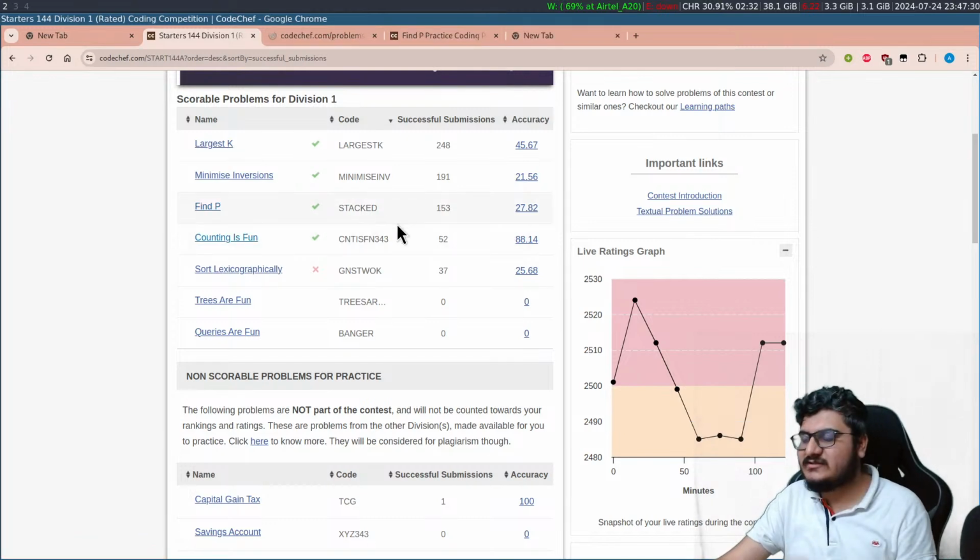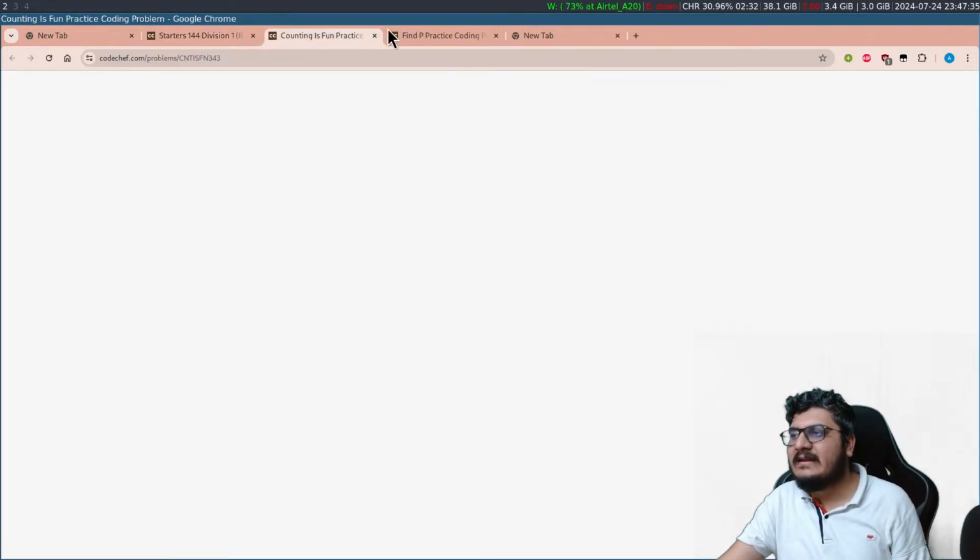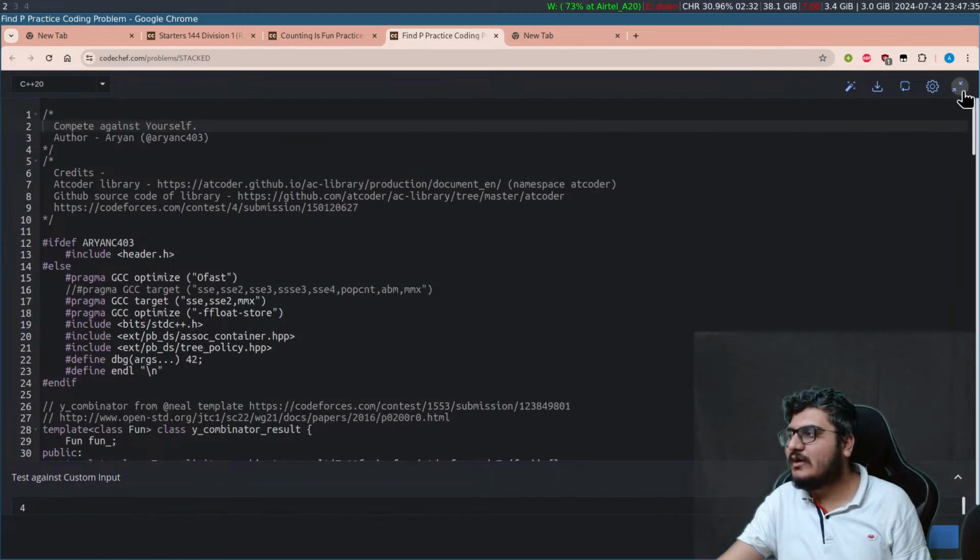So next problem, the last problem for today, would be Counting is Fun. Any questions on this problem before we move on to Counting is Fun?